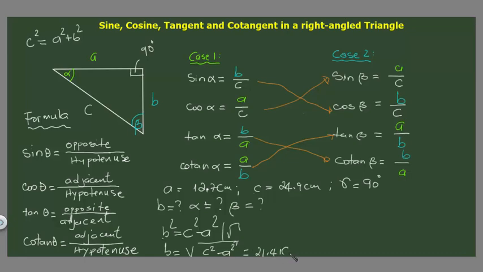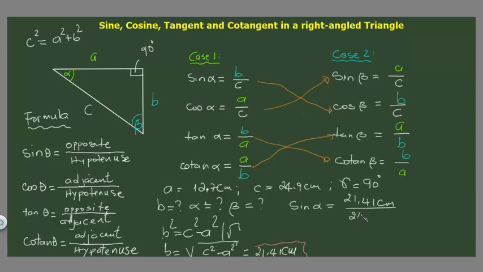Now we need our two other angles, alpha and beta. We can use the sine, or we could even use the cosine. The sine of alpha equals B over C. Do we have B? Yes, that's what we found now. And do we have C? Of course. So this gives us 21.41 centimeters over 24.9 centimeters.